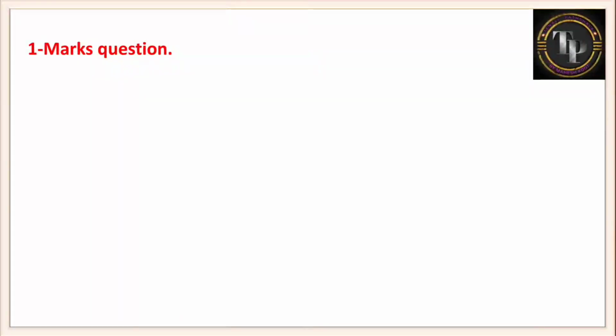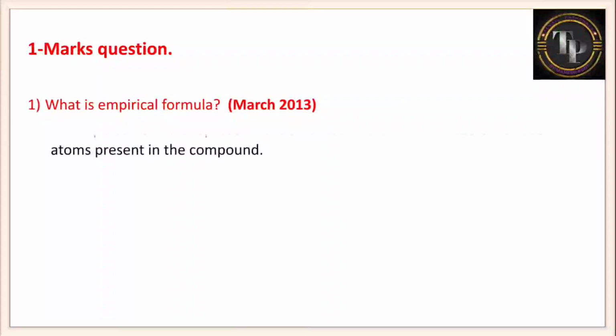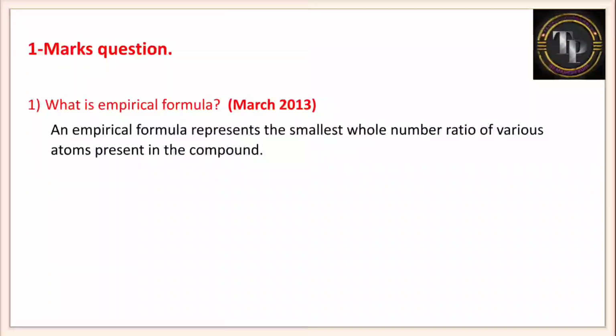First, we'll talk about one mark questions. First question, what is empirical formula? This question was asked in the year March 2013 annual exam. An empirical formula represents the smallest whole number ratio of various atoms present in the compound. That means it will indicate the smallest whole number ratio. It will not tell about the exact number of atoms present in that, right?